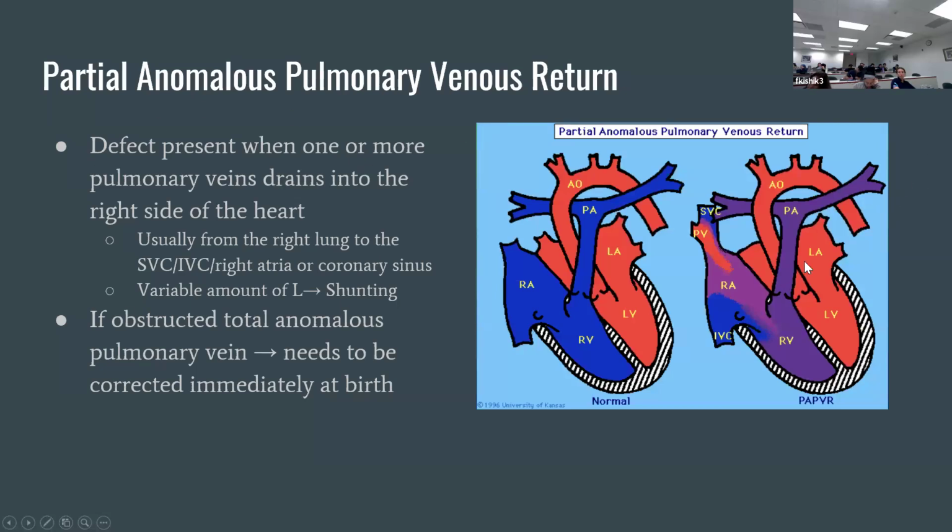So partial is some of the pulmonary veins are going back to the left, but some of them are going to the right. So this will have some element of cyanosis at birth. If it's all of the pulmonary veins going to the right side, not compatible with life, needs surgical correction immediately.